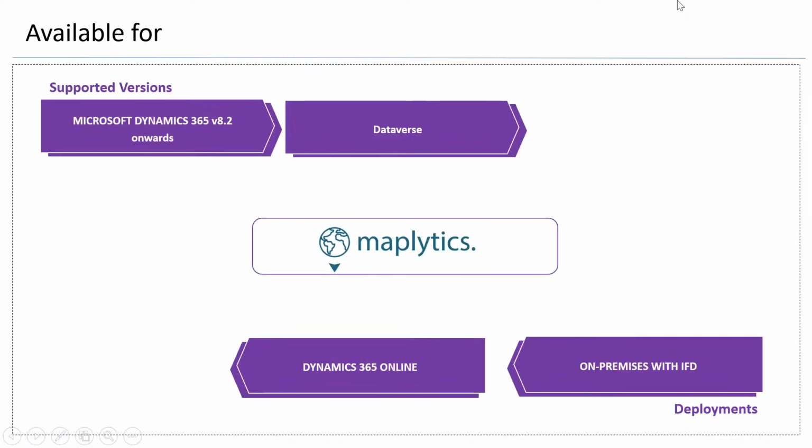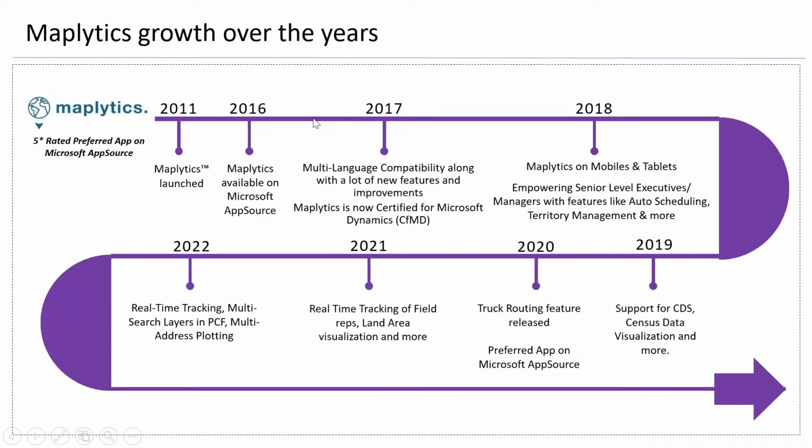So Maplytics is available for version 8.2, Dataverse, as well as Dynamics 365 online, on-premises, as well as IoT. So let's have a look over the Maplytics growth over the years. Maplytics has been there for more than a decade now. We started in 2011 as a store locator and we developed it more as our team researched about the customer requirements and of course the valuable feedback from our customers and partners contributed a lot. As we grew, we added proximity search, routing optimization, territory management, and many more features over the period.